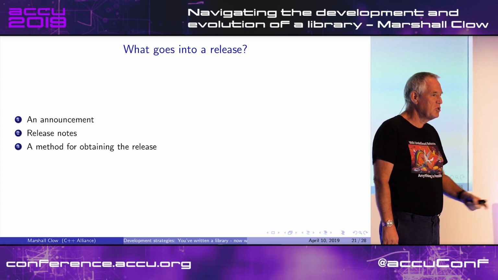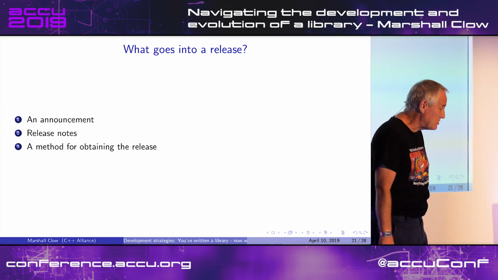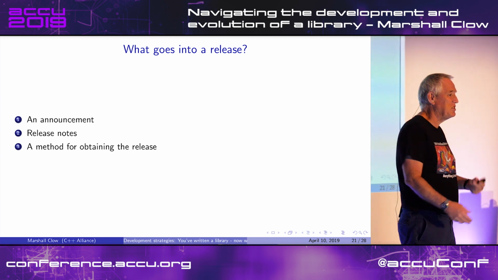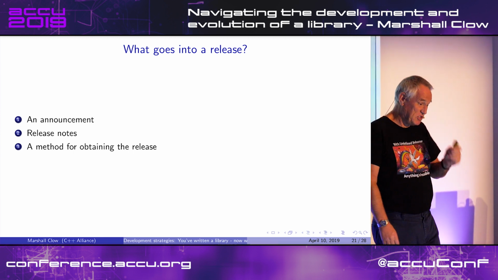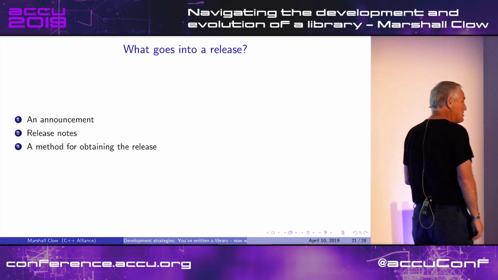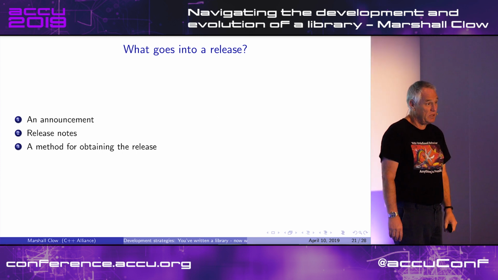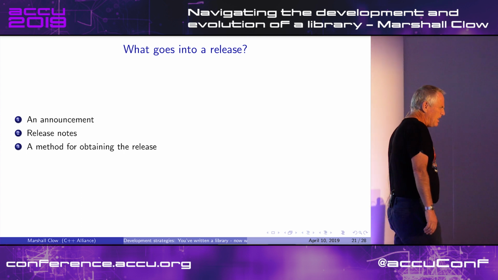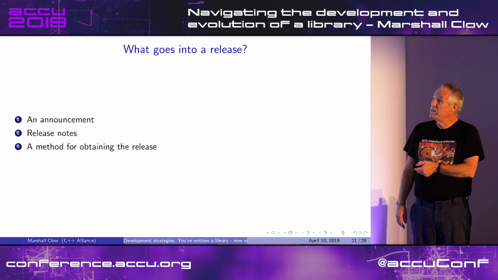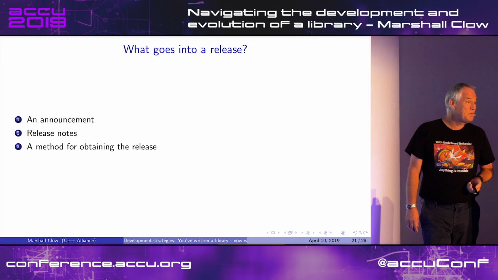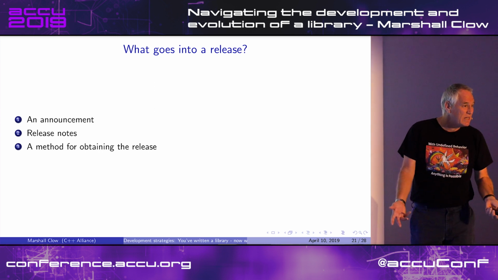Changed in this version, stuff. I really see those. Or actually, what I see is bug fixes. Various bug fixes. I have seen release notes where that's the complete release notes. Various bug fixes. Well, thanks for nothing. And in the announcement, you should have a method of obtaining the release. Where do I go to get it?